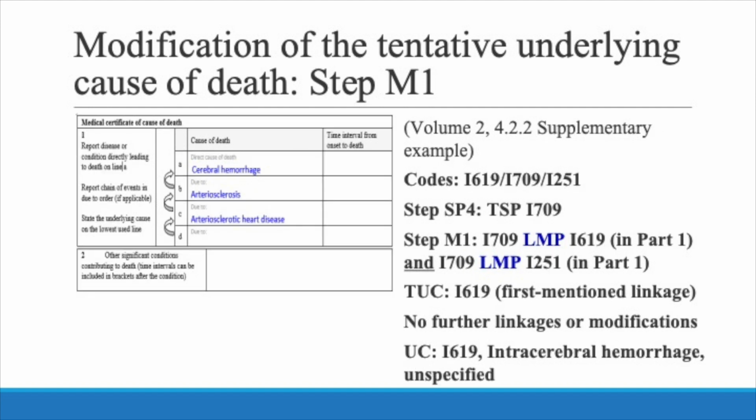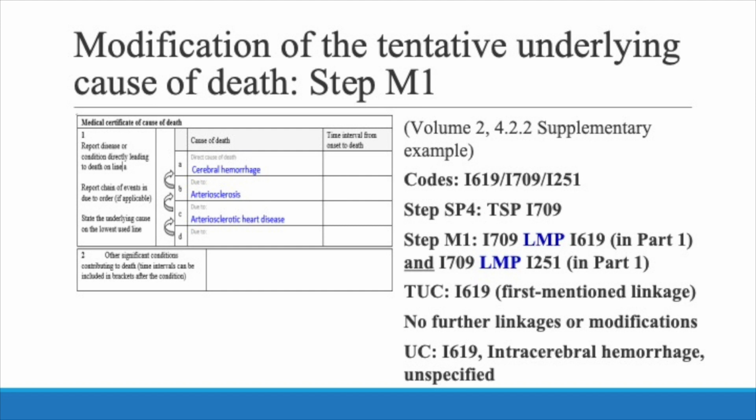On this slide is another supplementary example designed to demonstrate the resolution of more than one valid linkage with the tentative underlying cause. On line A, cerebral hemorrhage. On line B, arteriosclerosis, and on line C, arteriosclerotic heart disease. The ICD-10 codes applied to this record are I619, line A, I709 on line B, and I251 on line C.